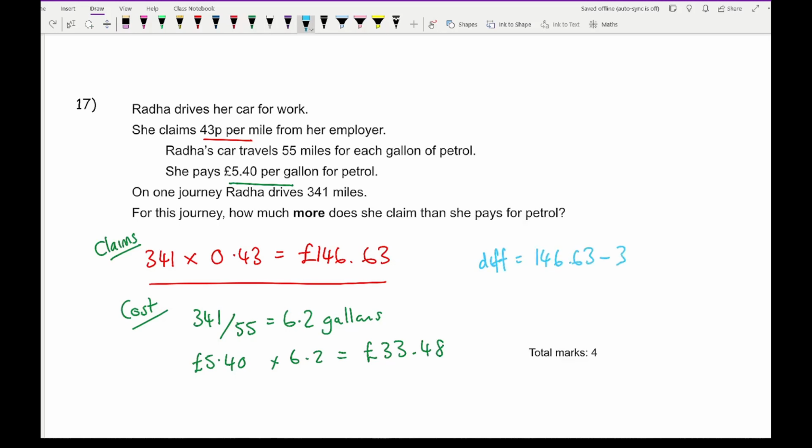146.63 minus £33.48, and she is claiming £113.15. I wonder if that's a sackable offence.